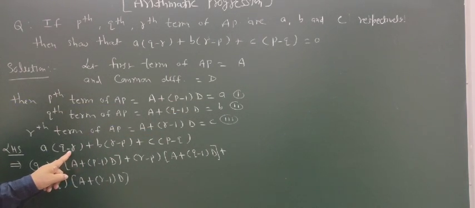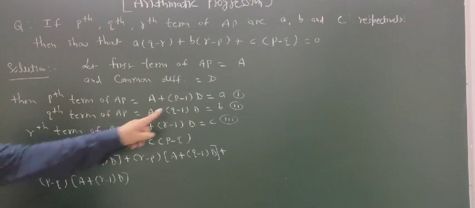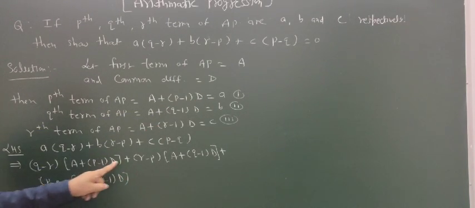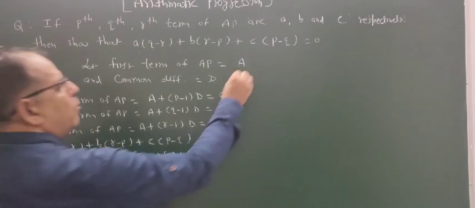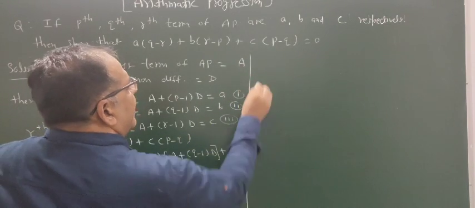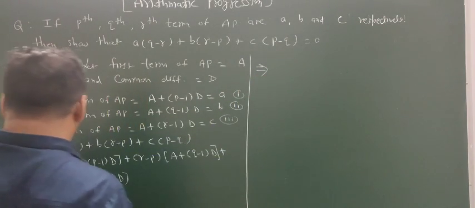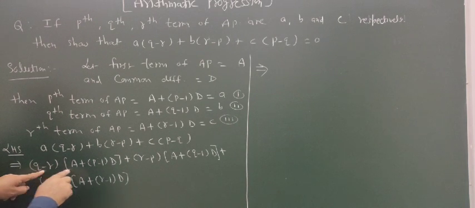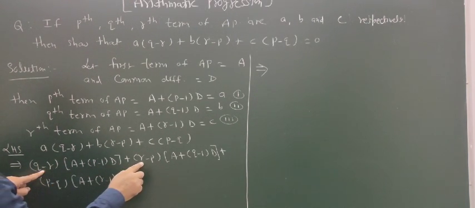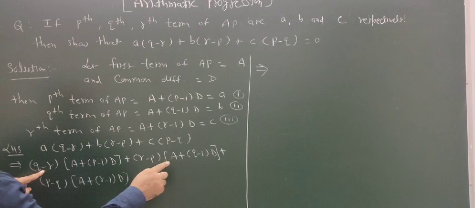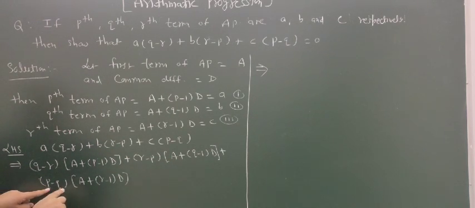So we start with q minus r, where the value of a is from the first bracket, the value of b is from the second, and the value of c is from the third. Next, when we multiply q minus r inside the bracket, we have q minus r into a, similarly in the second bracket r minus p into a, and from the third bracket p minus q into a.